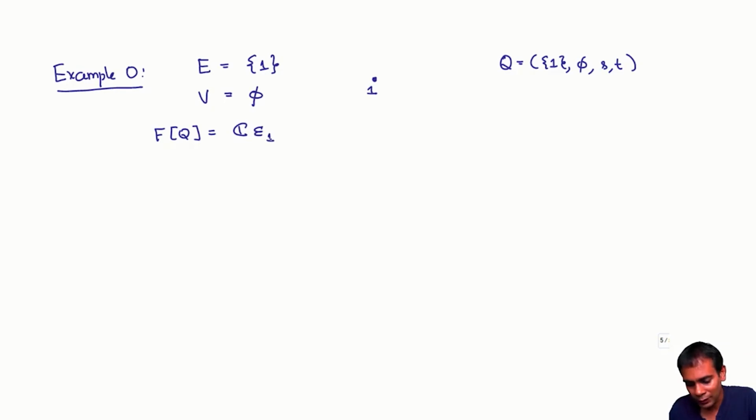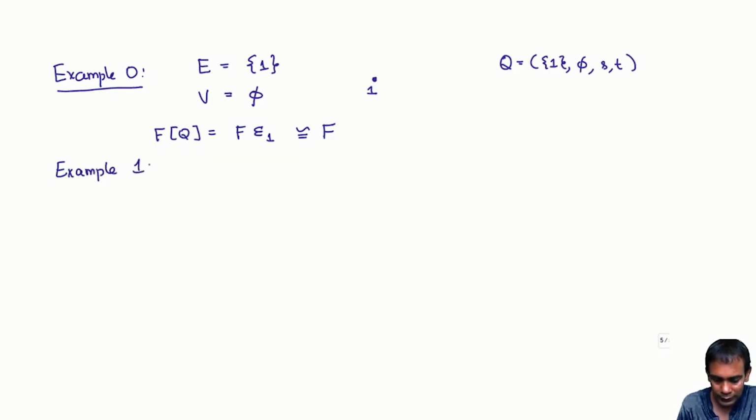The empty path from 1 to 1. And if you multiply epsilon 1 by itself, you get epsilon 1. This is just isomorphic to the field F, which we think of as a ring. Okay, so that's a trivial example.